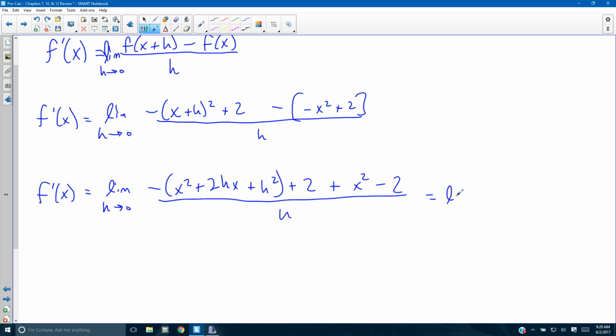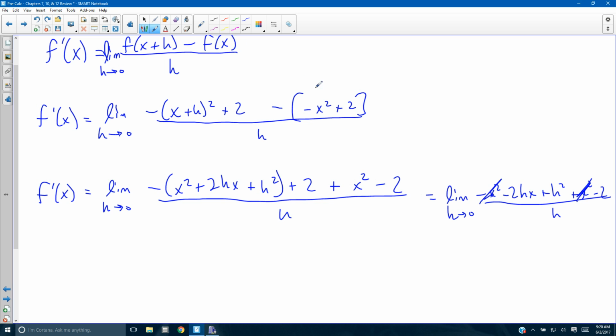And this equals the limit as h approaches 0 of negative x squared minus 2hx plus h squared plus x squared minus 2 all over h. Okay. Negative x squared plus x squared, gone.